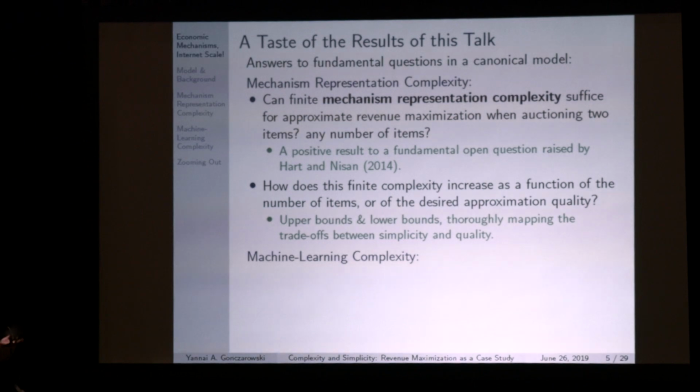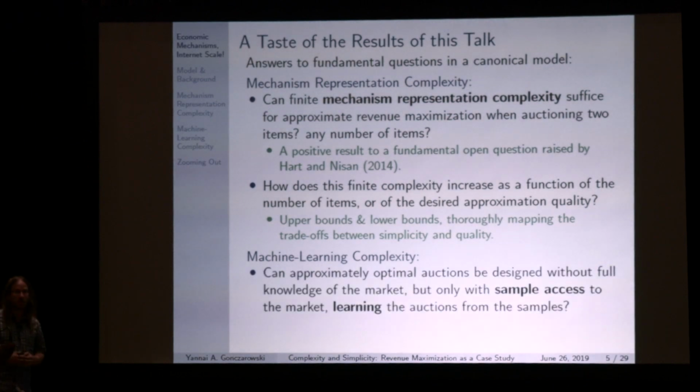And regarding machine learning complexity, this community has asked for the past 5-ish years, can approximately optimal auctions be designed without full knowledge of the market, but only with sample access to the market, learning the parameters of the auction from the samples?